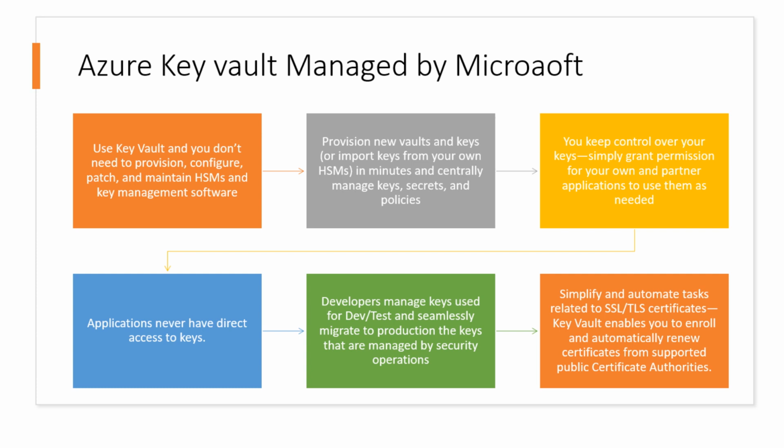Developers manage keys used for dev test and seamlessly migrate to production the keys that are managed by security operations. So this is a really good feature. When developers are developing applications and the applications pass and are ready to move to production, they need to be authenticated. So by storing keys in the vault, the keys can follow the application to production and services will be able to authenticate seamlessly.